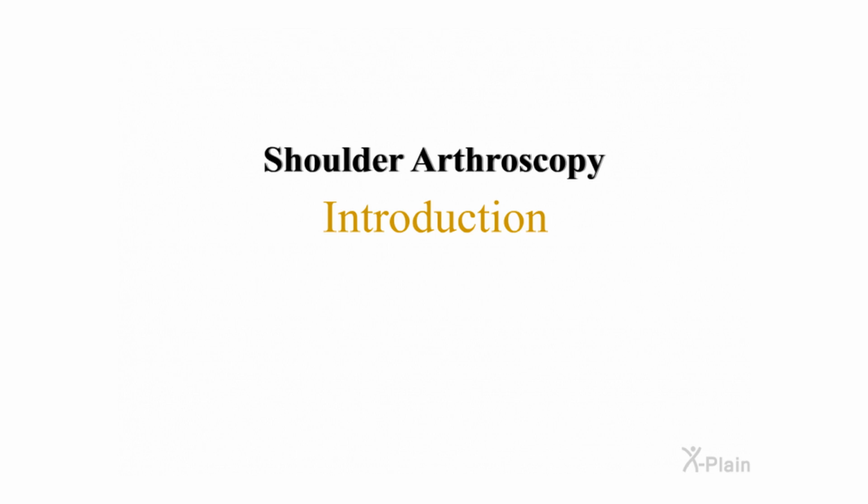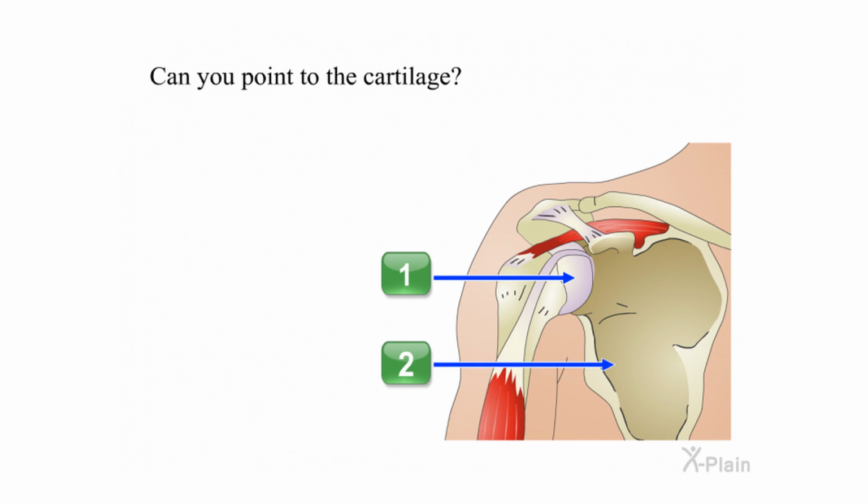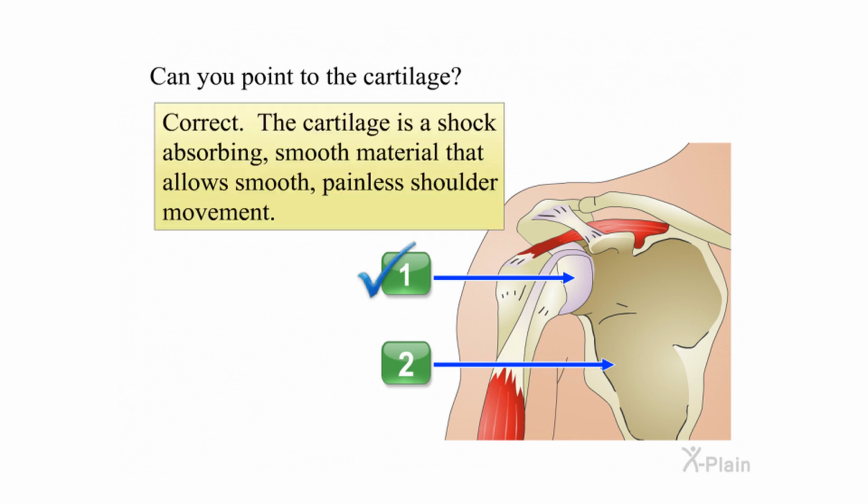Shoulder Arthroscopy. Introduction. Can you point to the cartilage? Choose one of the following options. Correct. The cartilage is a shock-absorbing, smooth material that allows smooth, painless shoulder movement.